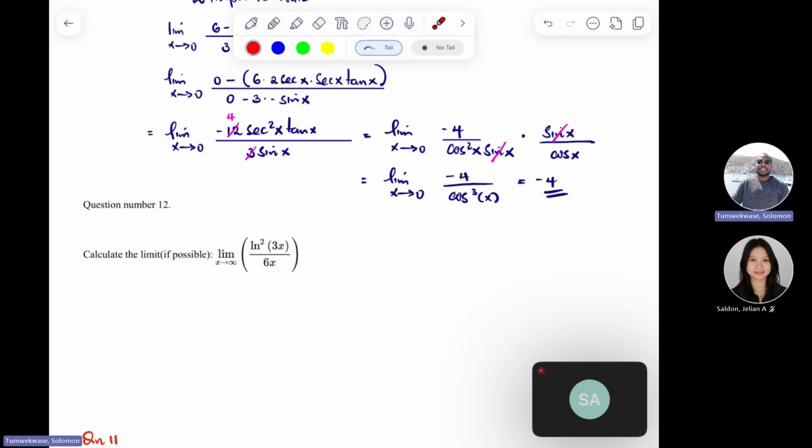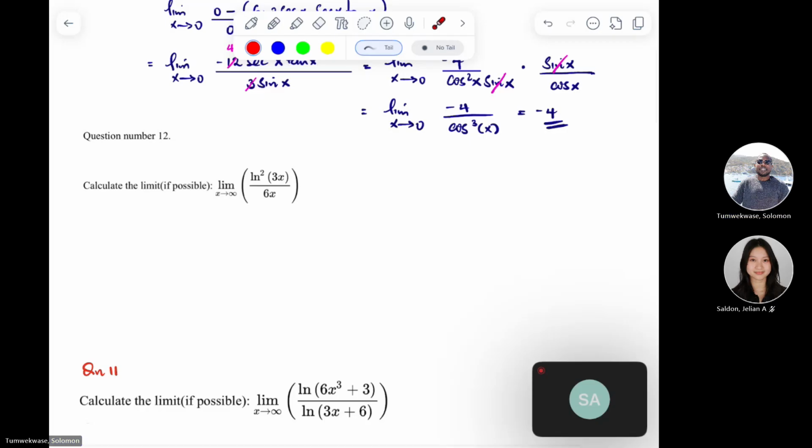Question 12, same thing. I'm taking the limit as x approaches infinity of this function. So natural log of, I substitute infinity here. So natural log of infinity, when I take a natural log of a large number, I'll get something large. So natural log of infinity remains infinity. And when I square it, I still get infinity. And when I substitute infinity there, I still get infinity. So once again, this calls for L'Hopital's rule.